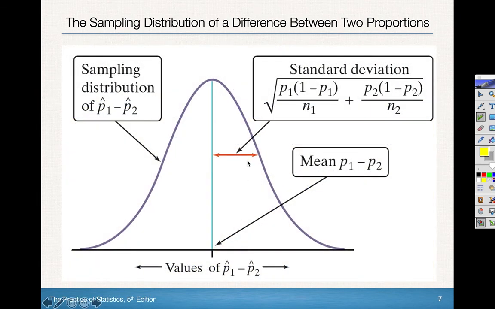Here's what it looks like on paper. The center will be the difference of the p-hats. That will be our unbiased estimator of the mean, P1 minus P2. It will make an approximately normal distribution if the conditions are met. And then the standard deviation will be the square root of the individual variances added.